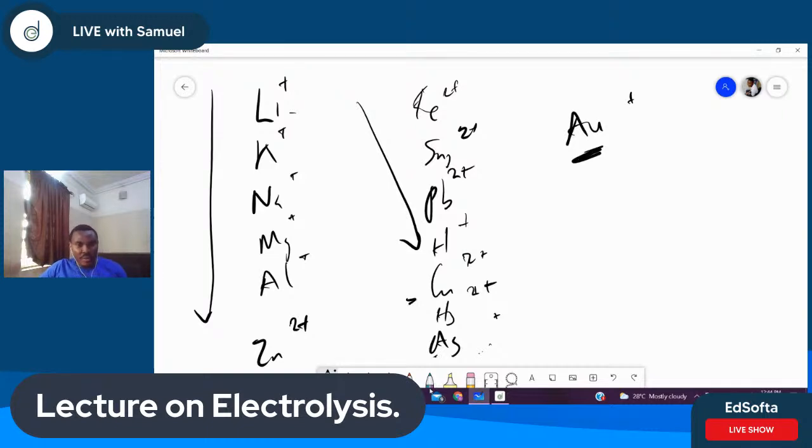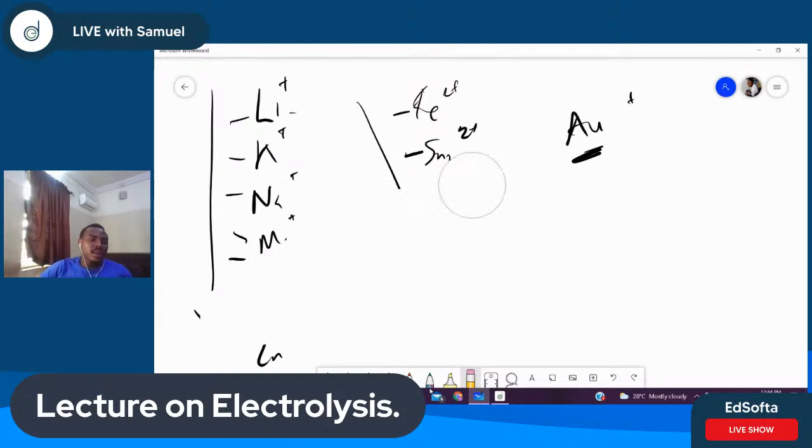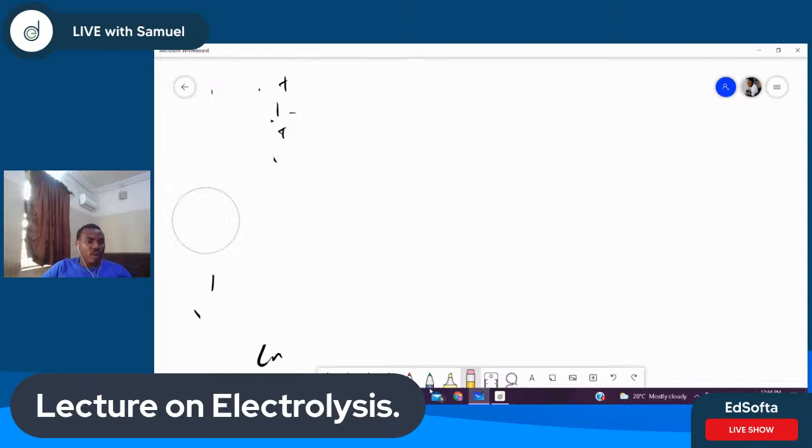Then you have silver, mercury, copper, hydrogen, lead, tin, iron, zinc, aluminium, magnesium, sodium, potassium, then lithium. So the electrochemical series shows us, based on who is higher. If you have a situation between sodium and hydrogen, sodium will be released first. Why? Because sodium is higher in the electrochemical series. That is the condition for preferential discharge during electrolysis.